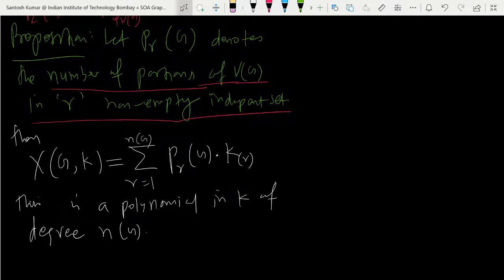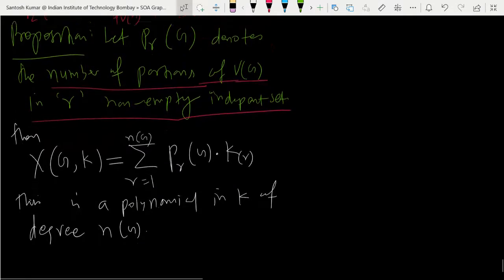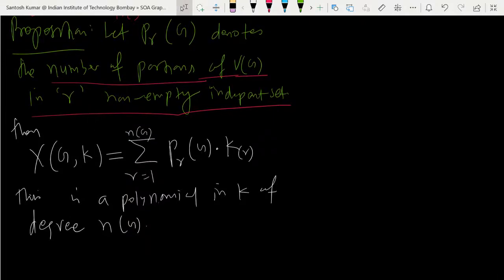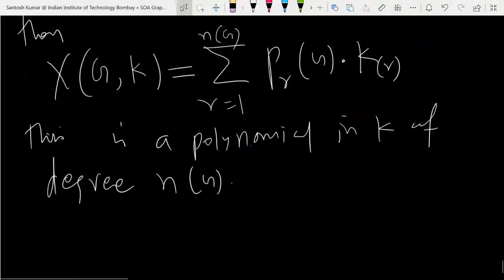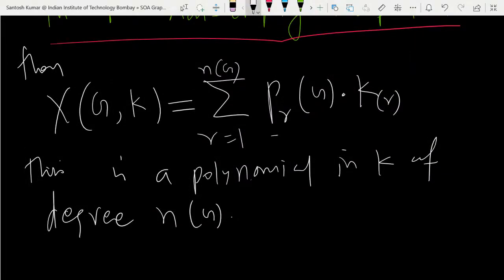So let me write the proof of this. We just have to give the argument to support this expression. You know, this is the number of partitions of the vertex set into R independent sets, and this is KPR, the number of permutations of K into R distinct objects. Like you have K colors and you want to break it into R.